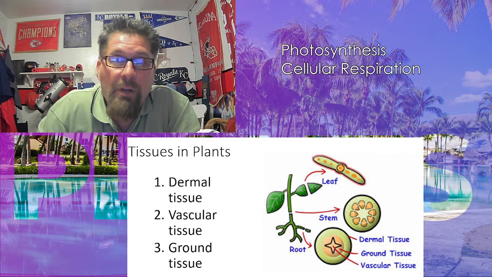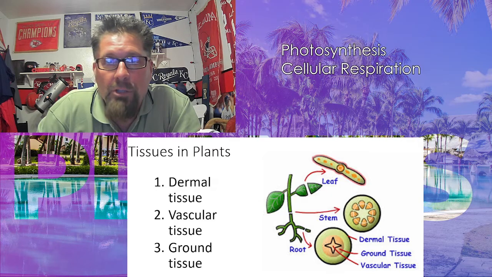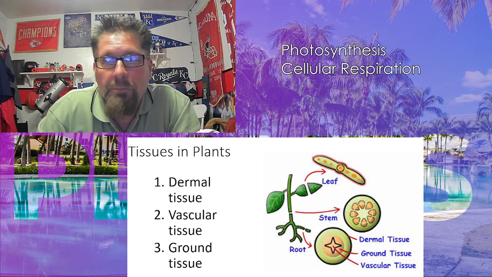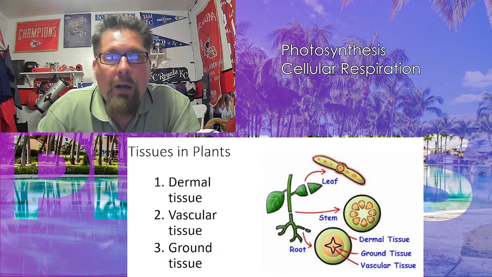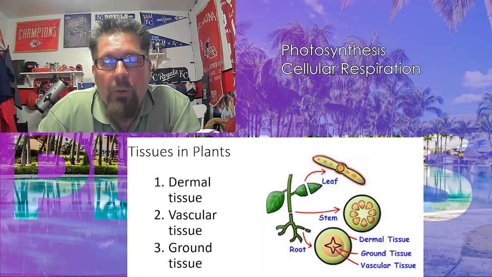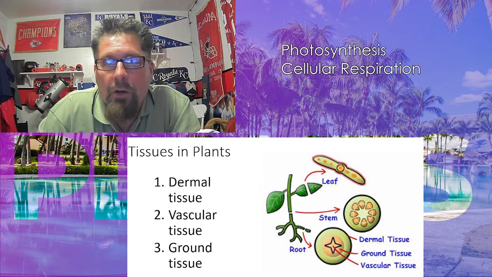Vascular tissue, we're going to spend a bunch of time talking about vascular tissue. Just like with dermal tissue and your skin, vascular tissue you can relate to your blood vessels. Vascular tissue is the tissue layers that help move around the needed resources. If it's phloem, it moves the sugars and things associated with photosynthesis. If it's xylem, then it moves water and other solutes around the plant that are needed.